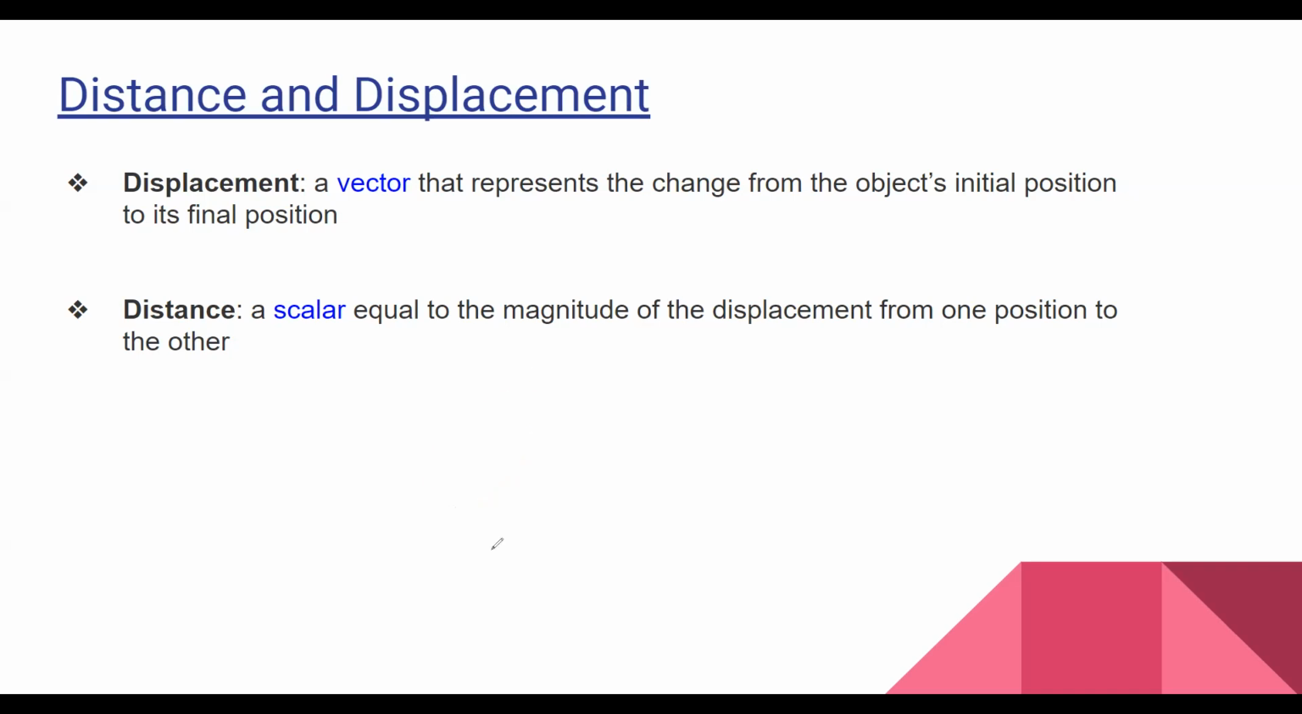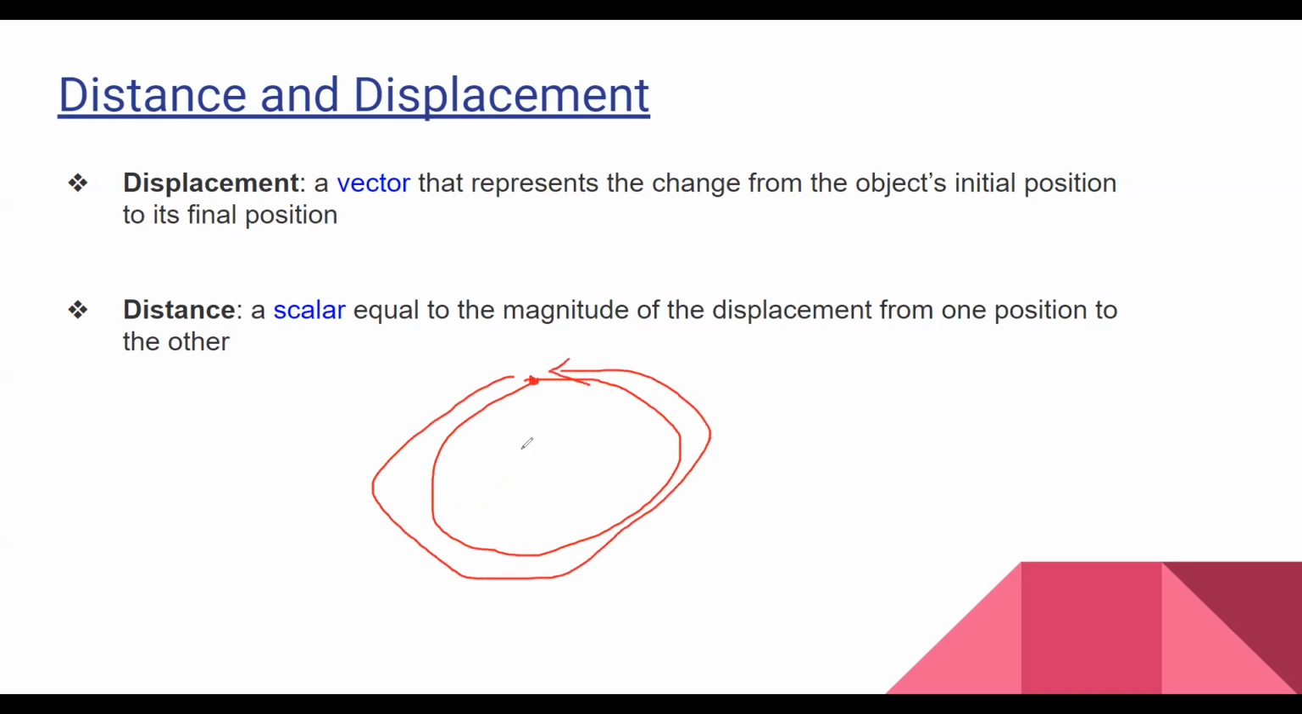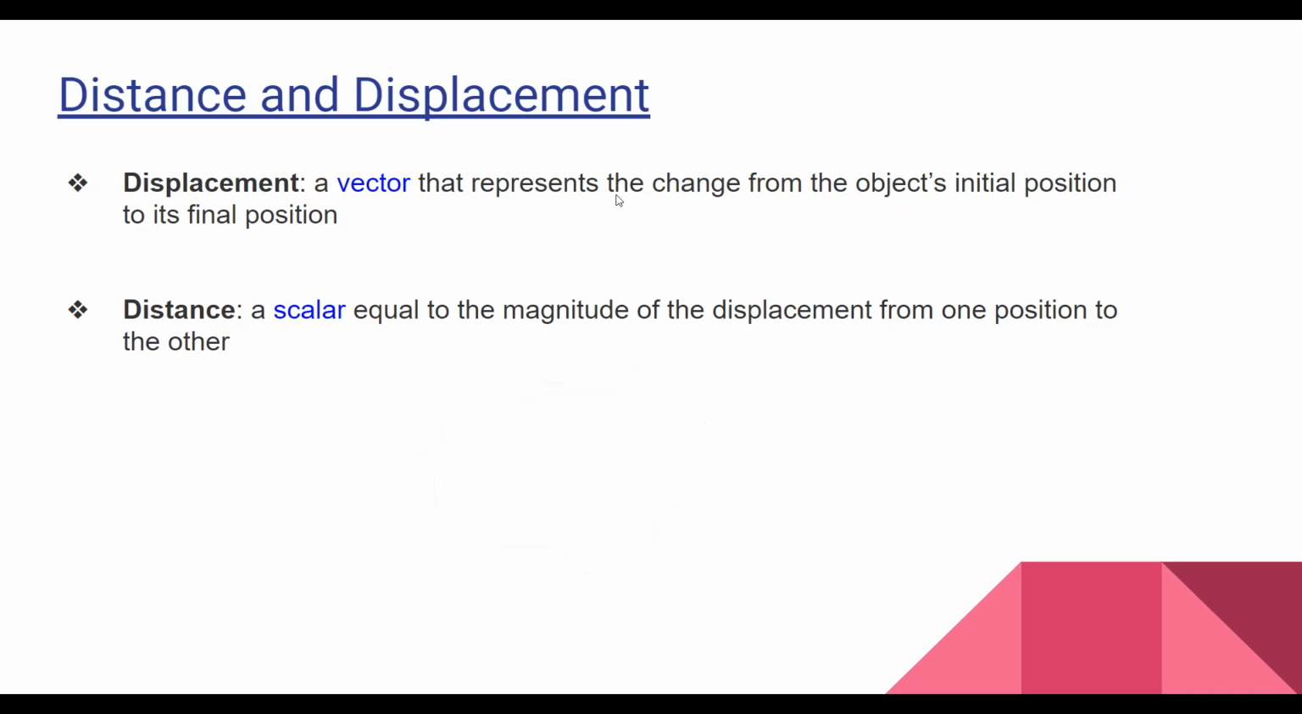Another example is a circle. Imagine you are running on a circular track from some point, and you run 1 lap, and the circumference of this circular track is 200 meters. What would be the displacement and distance if you run exactly 1 lap? Then your distance would be 200 meters because you ran a total distance of 200 meters, but your displacement would be 0 because you ended up at the same point where you started. So there would be no change in position.